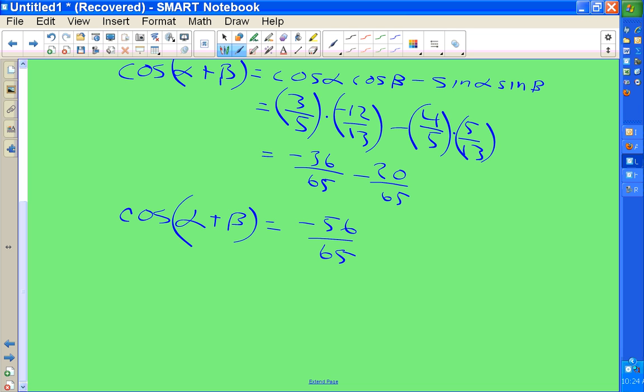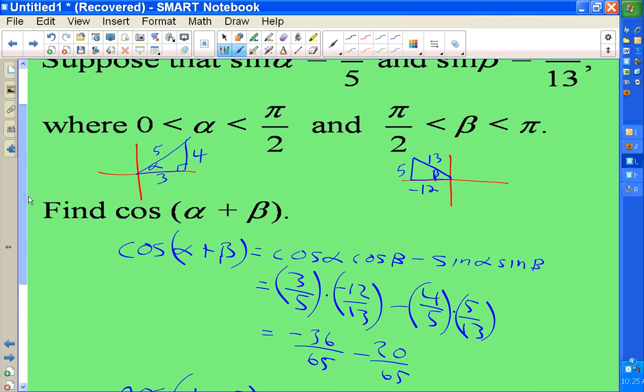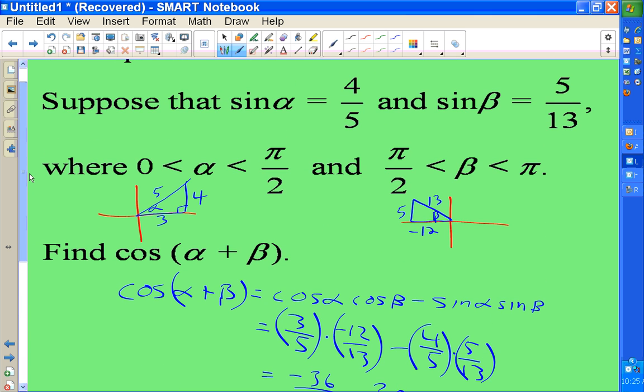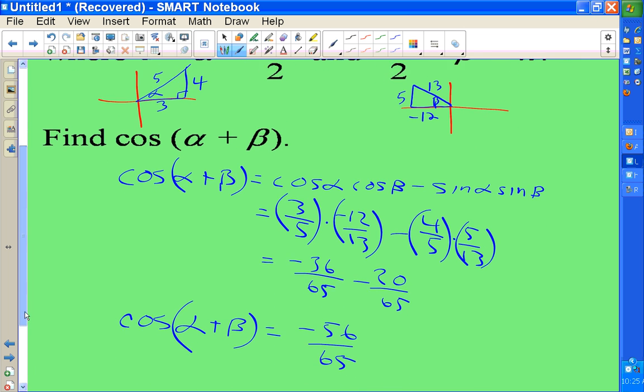Yes, sir? Didn't ask for the angles. If you wanted to know the angles, you'd go sine inverse of 4/5 and sine inverse of 5/13 and just make sure you get to the right quadrant. They're not asking.